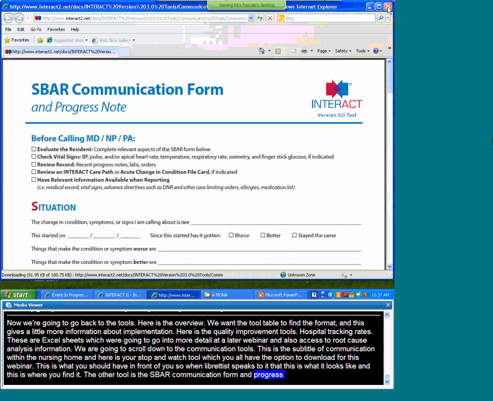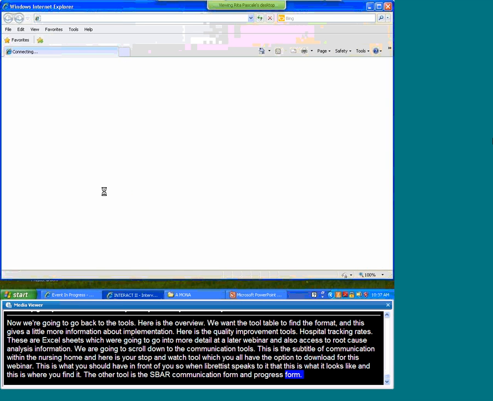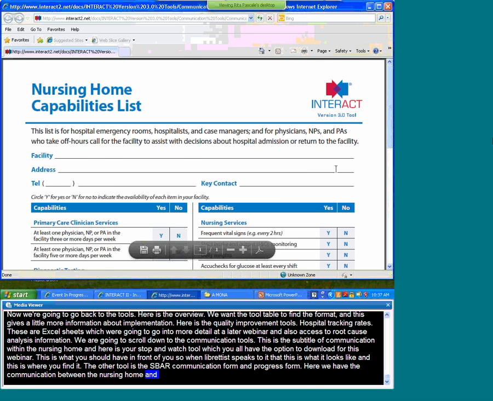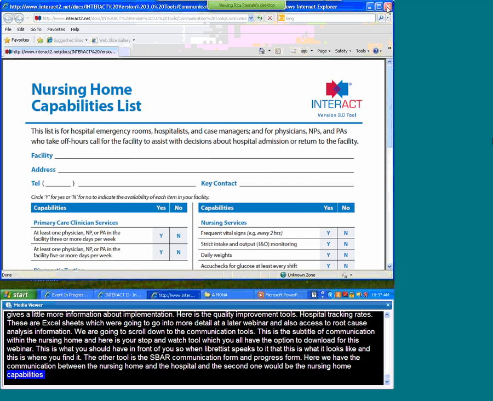And then here we have the communication between the nursing home and the hospital. The second one would be the nursing home capabilities list, and this was also available for your download. So those three tools you should already have in front of you.